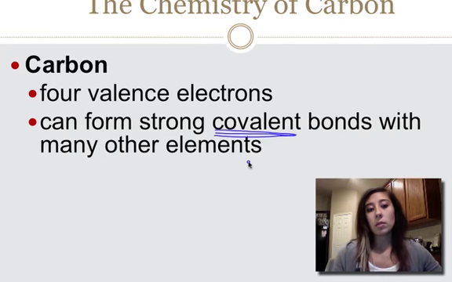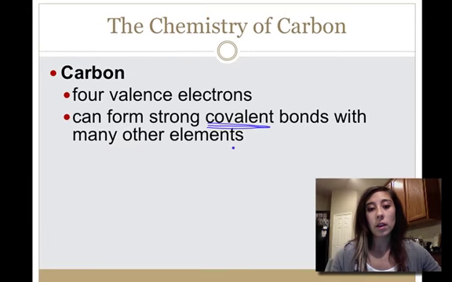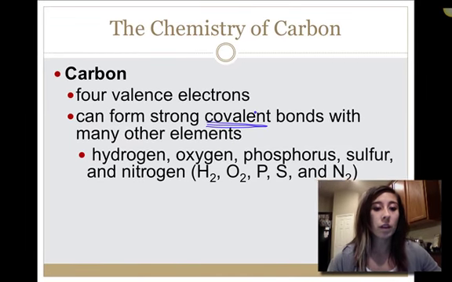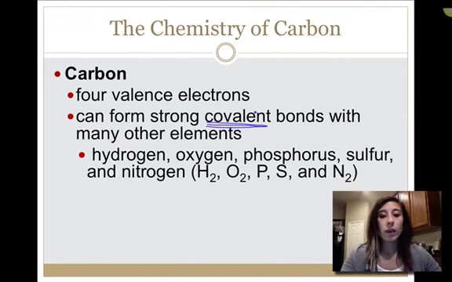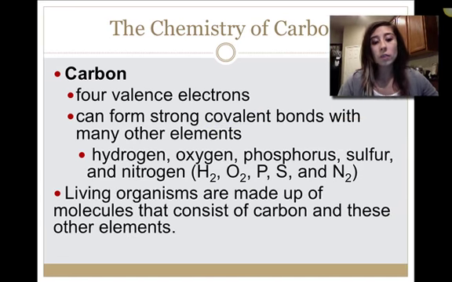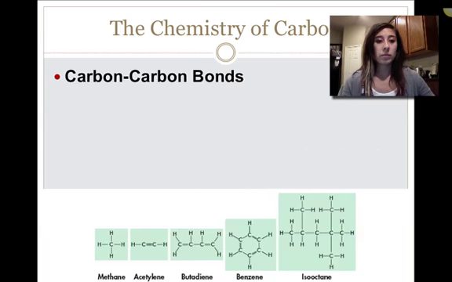And carbon can make these bonds with many other elements. For example, we have hydrogen, we have oxygen, we have phosphorus, sulfur, and nitrogen. And in the parentheses, I have it shorthanded for you. Every living organism is made up of these molecules that consist of carbon and typically bonded with other elements. And carbon can also be bonded with carbon itself.